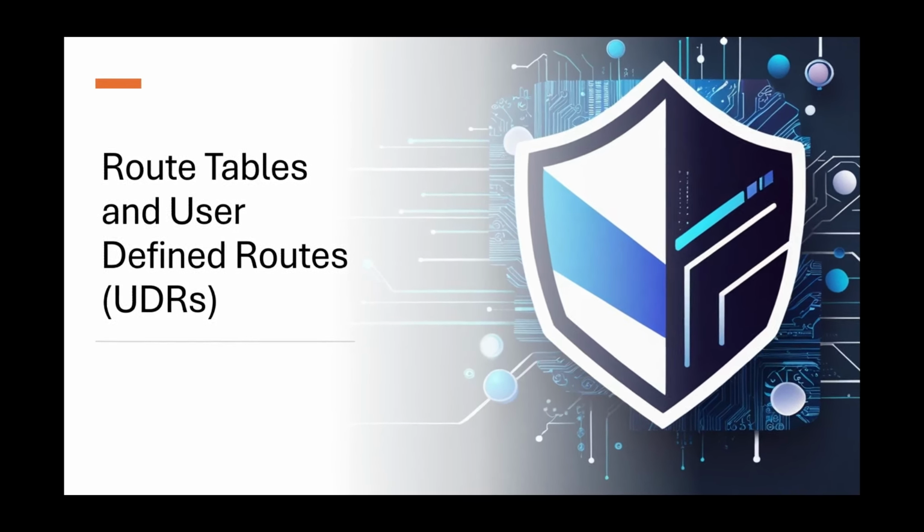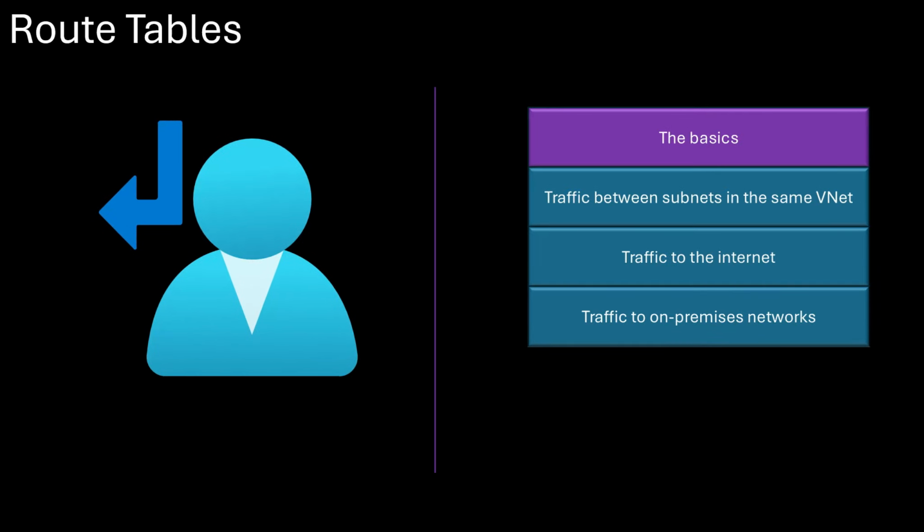That's where user-defined routes step in. Let's understand route table basics first. Every subnet in Azure automatically comes with a route table that has default system routes, such as traffic between subnets in the same VNet allowed automatically, traffic to the internet enabled by default if there is no NSG blocking it, and traffic to on-premises networks handled if you are using VPN or ExpressRoute.